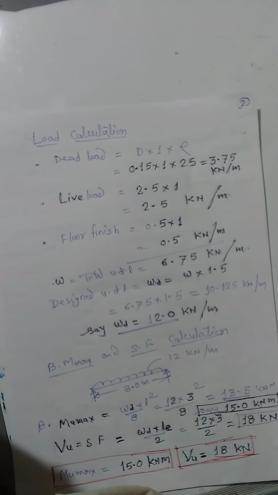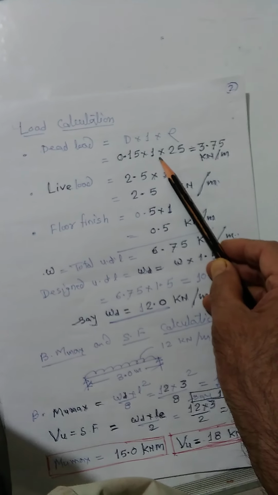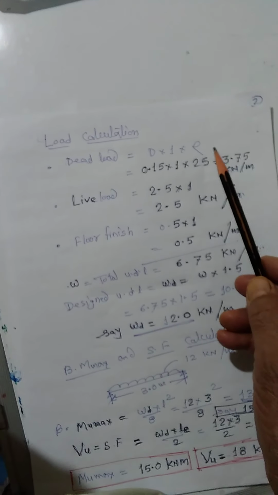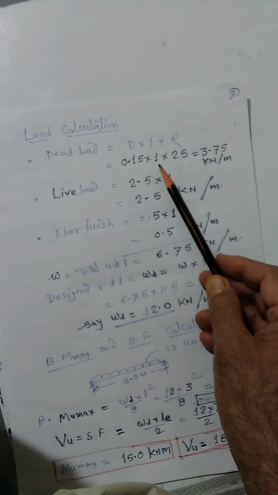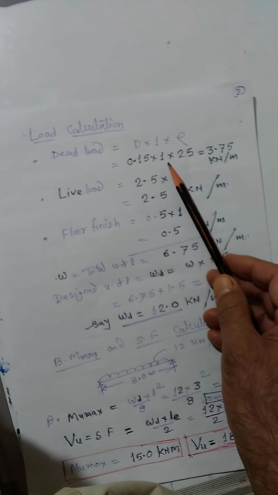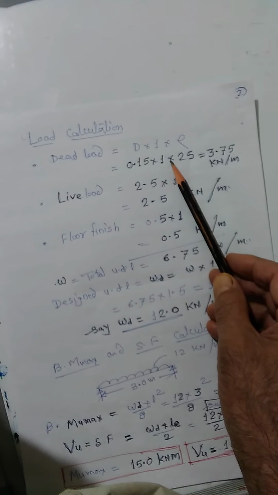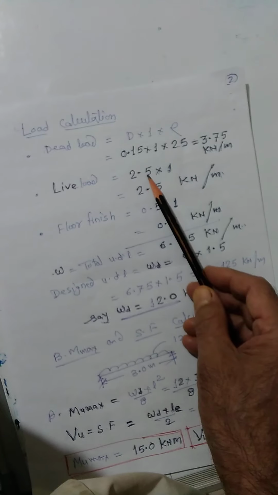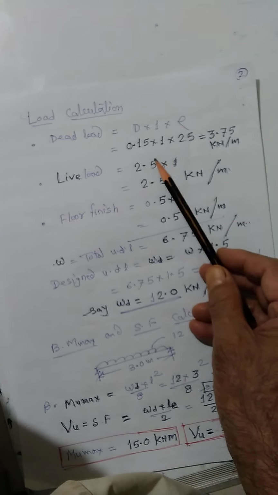We will go for load calculations. Dead load is 0.15 into 1 meter width of the slab, 25 into 3. Mind it, whenever we are talking about the width of a slab, whatever type of slab it will be, the width will always be taken as 1 meter. Live load, being a residential building, we can consider 2.5 into 1 meter width, and this is in kilonewton per meter square.